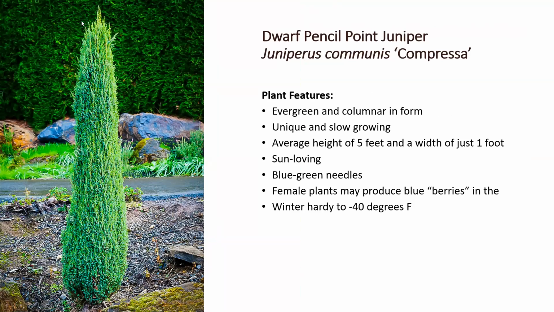This dwarf pencil point juniper is another example of something you would want if you wanted something slender with a little more height, even though the height is about 5 feet. It's sun-loving, with those blue-green needles. And this is a variety where the female plants may produce blue, quote-unquote, berries. In the winter, it's hardy to about 40 below.